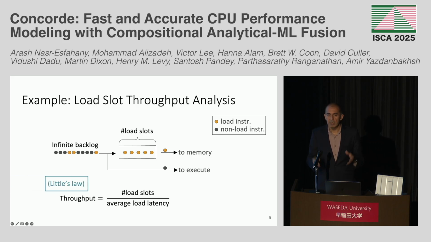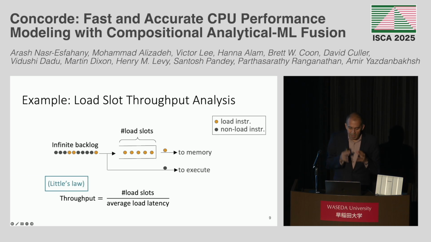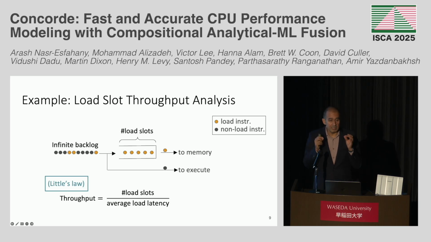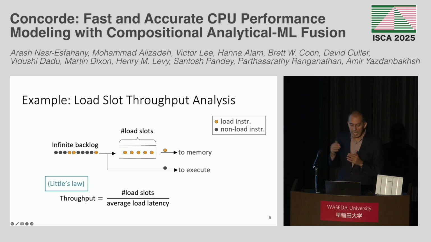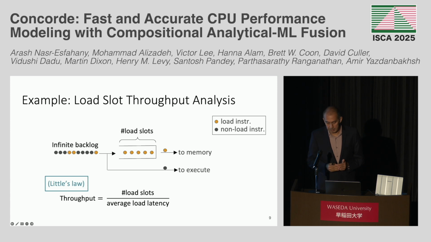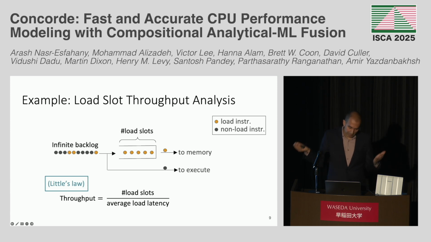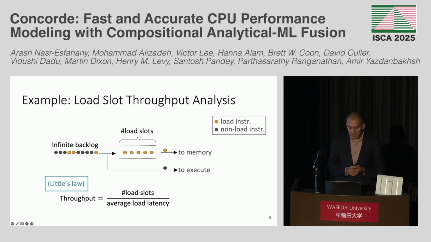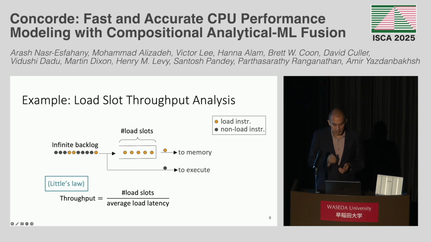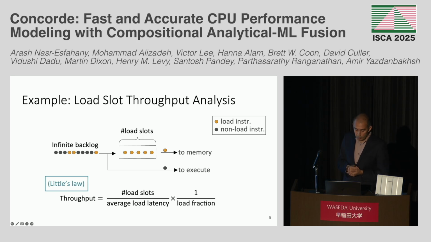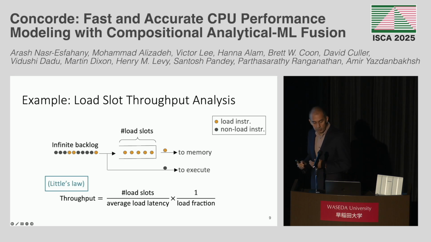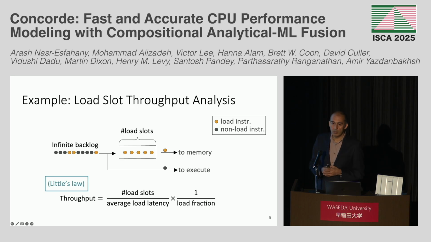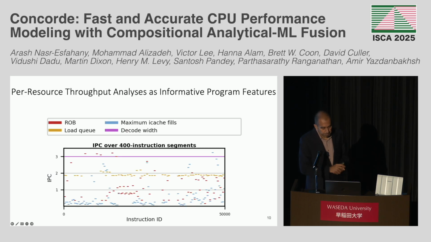Now, very simple. According to Little's law, the average number of items in a stable queue is equal to the average throughput times the average latency. So we rearrange that to get the throughput of the load instructions. It's just the number of load slots divided by the average load latency. And to get the overall program throughput, we divide the load instruction throughput by the fraction of the instructions that are loads. Very simple, right?